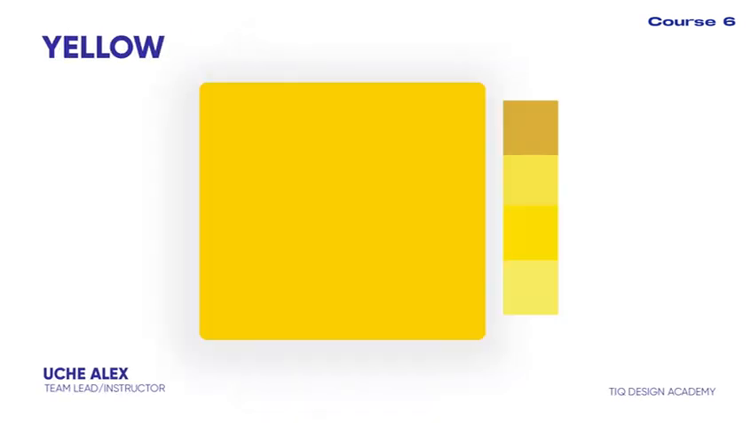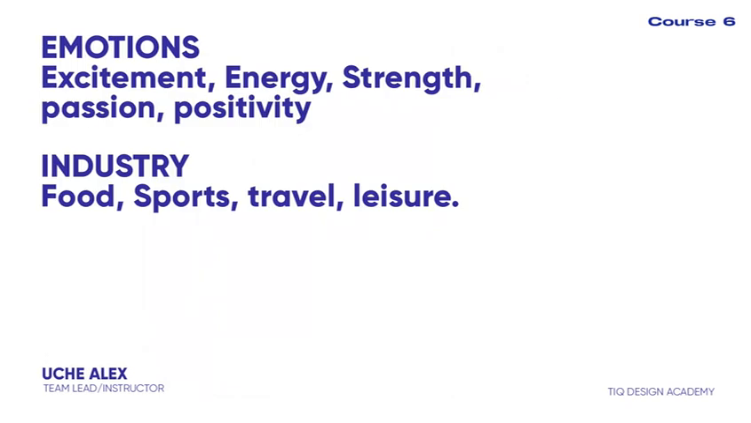Let's look at yellow. Yellow is the color of optimism. It is a compelling color that conveys youthfulness, fresh energy, warmth, cheerfulness, attention grabbing, happiness, and hope. It's a happy and youthful color, full of hope and positivity. It's another color that grabs your attention and for that reason can also be used to signify caution, like red or orange. So here are the emotions that are attached to this color: excitement, energy, strength, passion, and positivity.